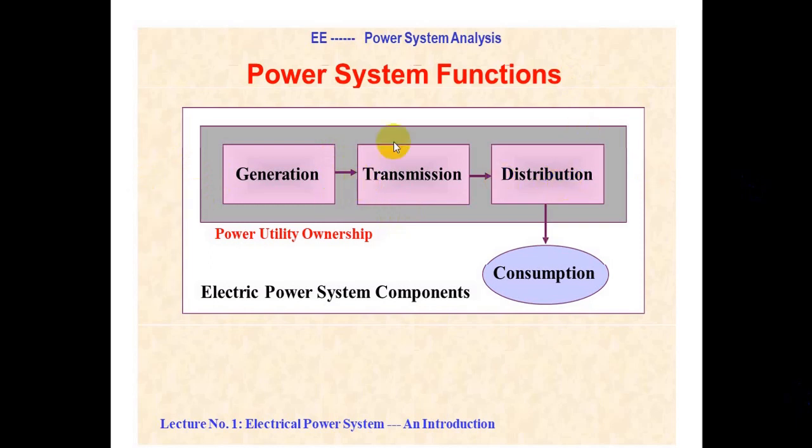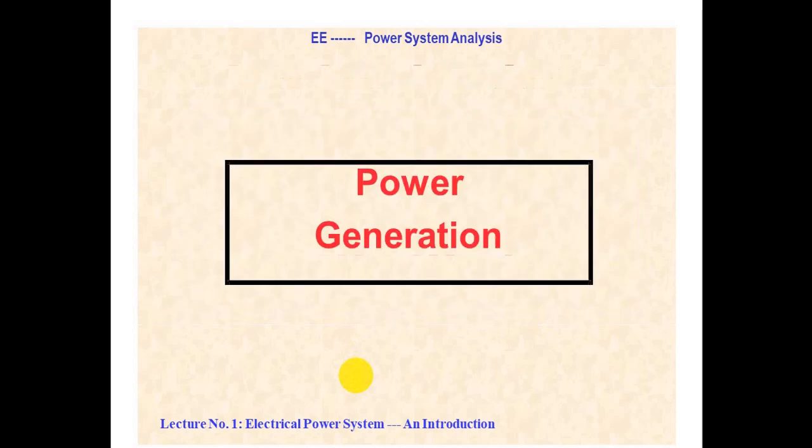The generation, transmission, and distribution parts are covered in one block, which is mentioned here as the power utility ownership, because there is certain ownership related to the generation, transmission, and distribution end. But the consumption part is at the user end, which is not targeted by any utility. And this is basically the end user. There can be any industrial utilization, or it can be any domestic consumer. So consumption is not as such targeted by any utility ownership, but these three parts are owned by certain utilities. And when we see one by one, first we start from power generation.